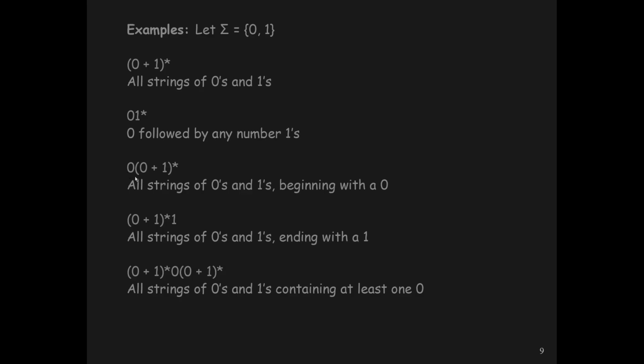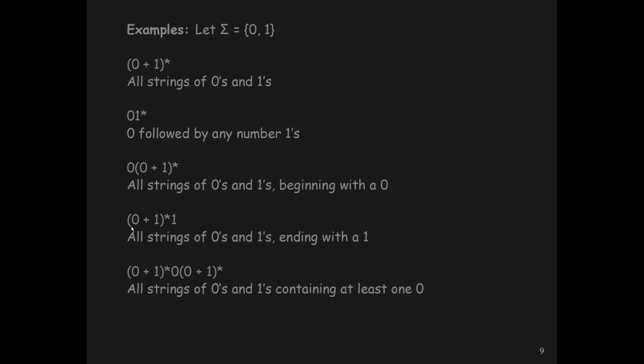Next. You recognize this from here, 0 plus 1 all star. And this says all strings of zeros and ones, right? Now, the concatenation here with 0 adds a kind of restriction where the string begins with a 0, but after the 0 you can choose whatever you want. Okay?